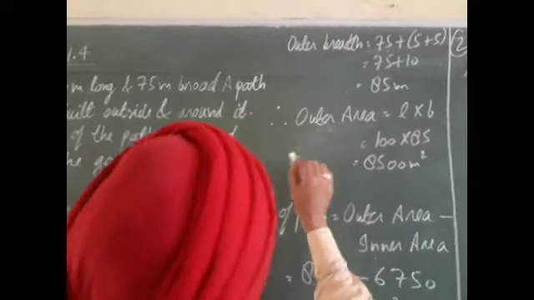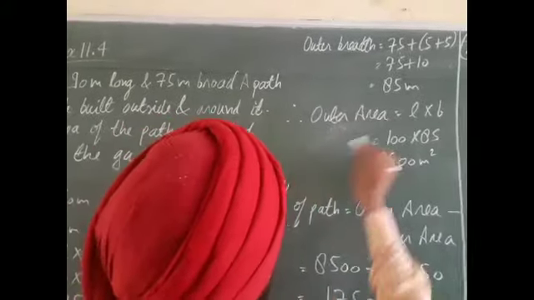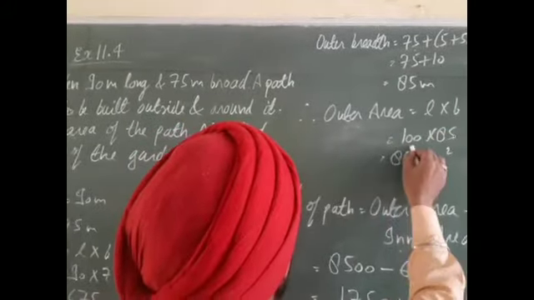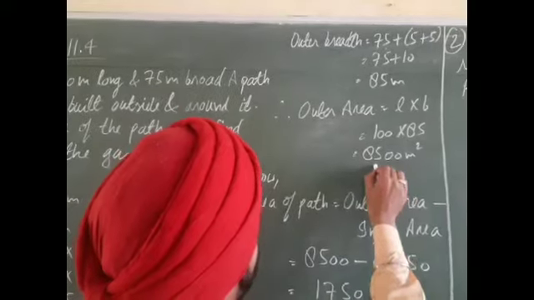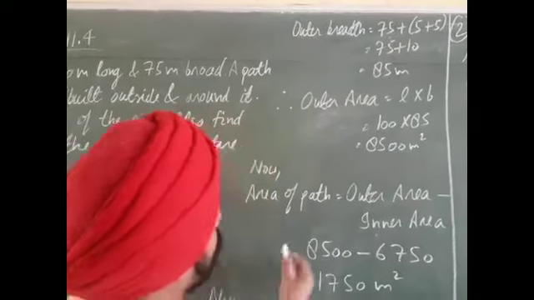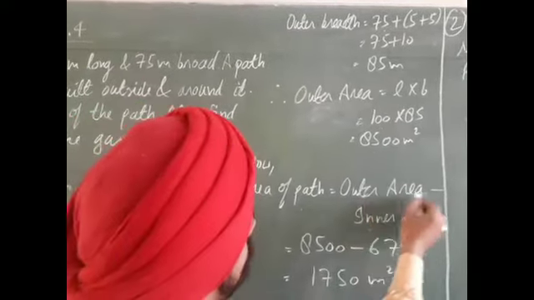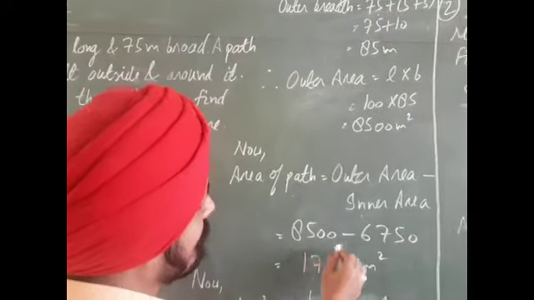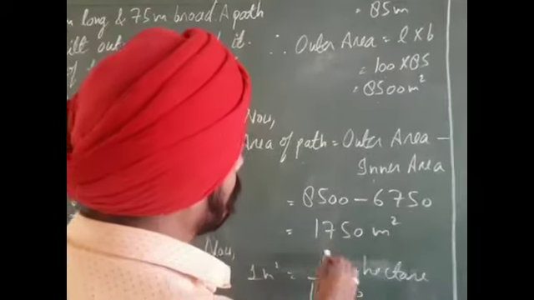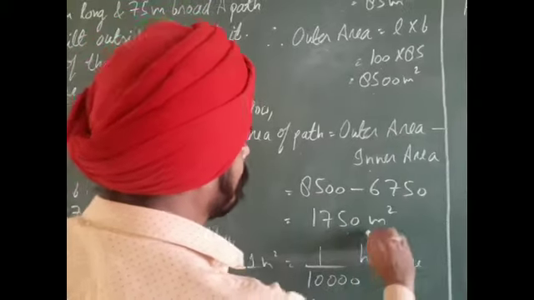Now the outer area, you will find length into breadth. Length is 100, breadth is 85, you will get 8500 meter square. So the area of the path will be outer area minus inner area. 8500 minus 6750, you will get 1750 meter square.